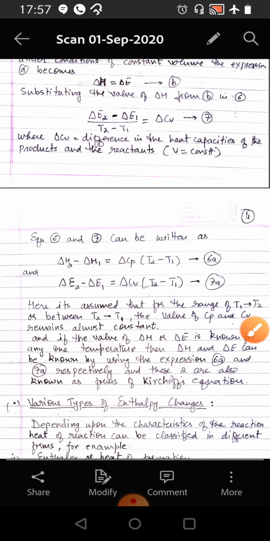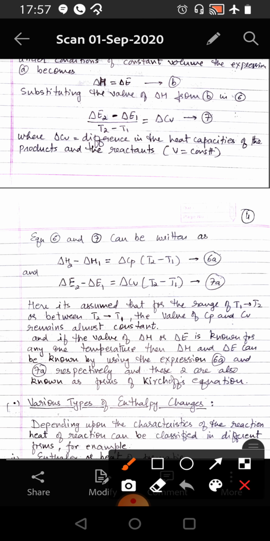Now if in equations 6 and 7 the term T2 minus T1 is brought to the right hand side, then equations 6 and 7 take the form delta H2 minus delta H1 is equal to delta Cp times T2 minus T1, and delta E2 minus delta E1 is equal to delta Cv times T2 minus T1.